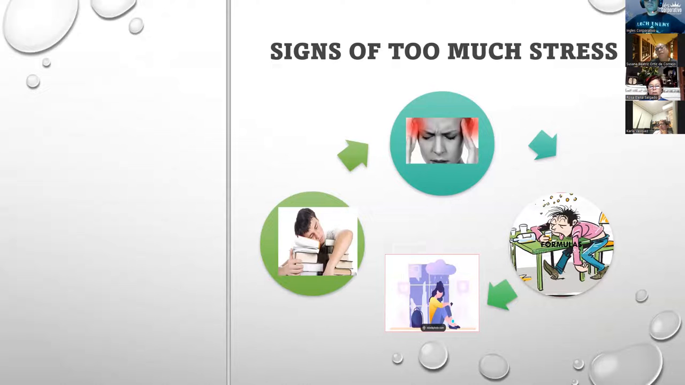Signs of too much stress. Stress in your body: your body reacts to stress by releasing hormones. Some signs of too much stress are high blood pressure, heart disease, diabetes, obesity, depression, skin problems like acne, and menstrual problems.